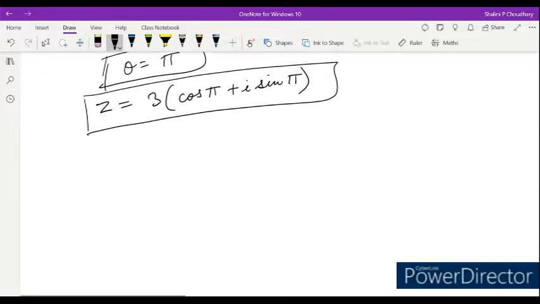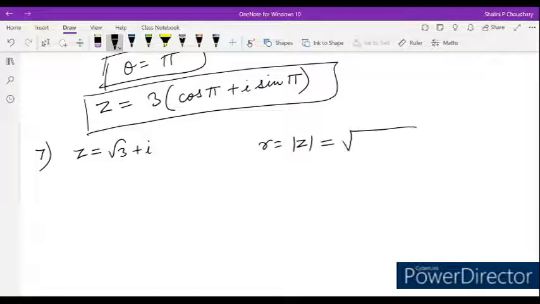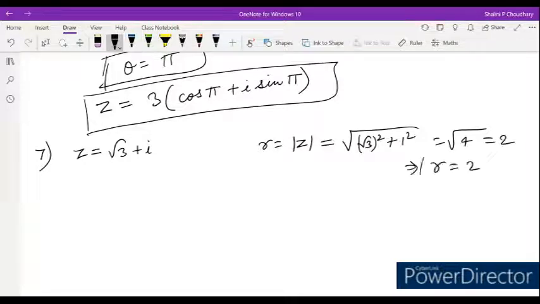Now, question number 7. z is equal to square root of 3 plus i. Now r will be equal to modulus of z, and that is equal to square root of root 3 squared plus 1 squared, and that will be equal to square root of 3 plus 1, that is 4, which means 2. So the value of r will be 2.